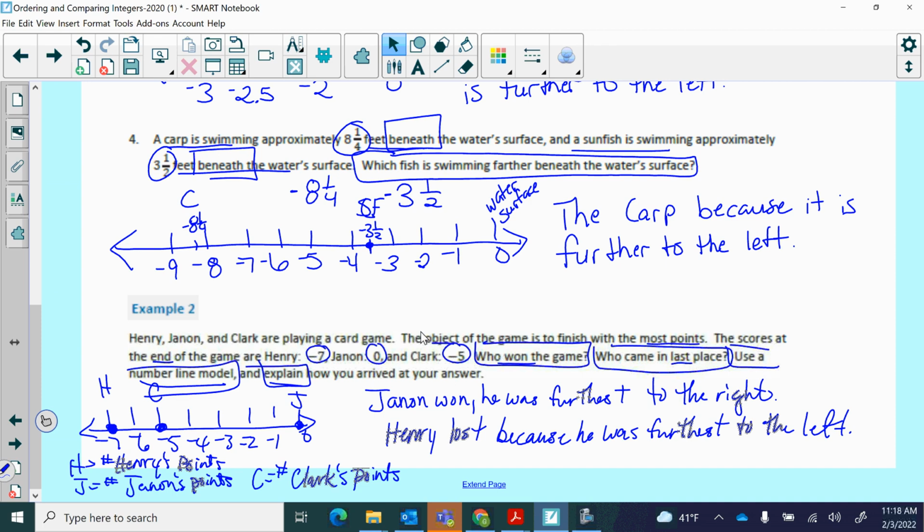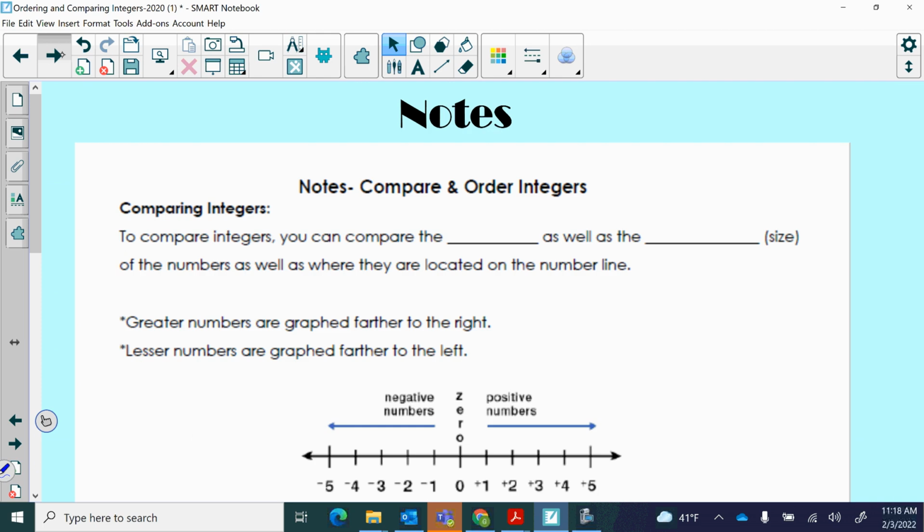Okay, now just double check. Have we done everything we were supposed to? No. Because we had a lot of things we were supposed to do on this one, right? What didn't I do, Kaylee? We didn't explain? I didn't say that Janet was furthest right? So did we explain? We got everything in there, right? So looking at my box, this was who won, we answered that. Who came in last place, we answered that. We used a number line, and we have an explanation. Okay? Everybody good? Well done. Let's turn the page.